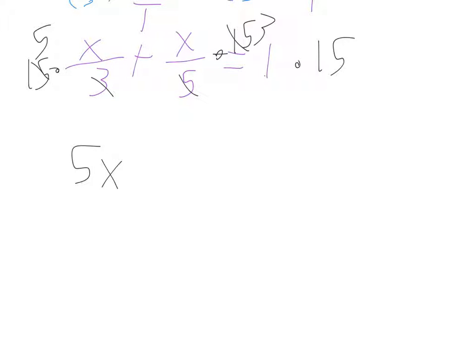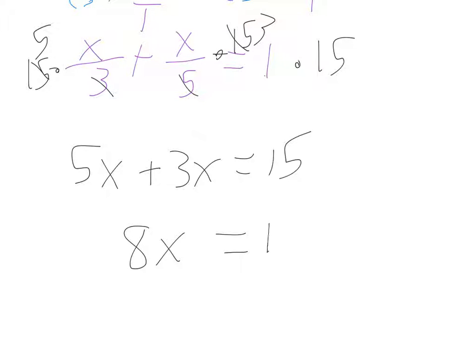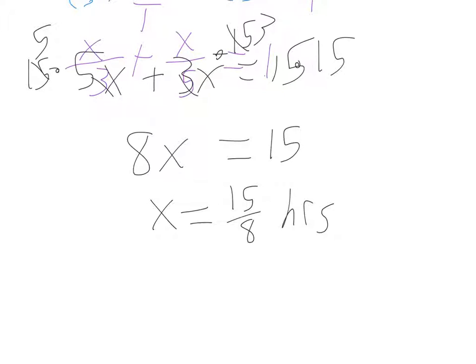Then for x over 5 times 15, that reduces to x times 3, or 3x, equals 15. So 5x plus 3x is 8x, equals 15. Which means that x would be 15 over 8 hours, which means together they would paint it in 15/8 hours, or 1 7/8 hours.